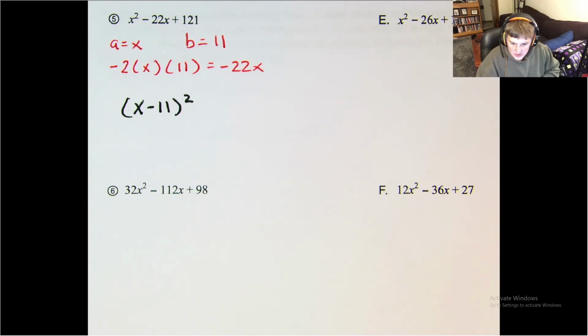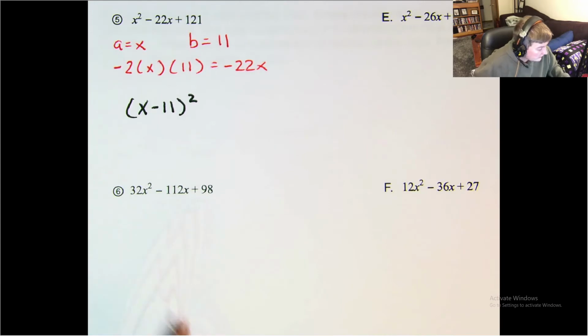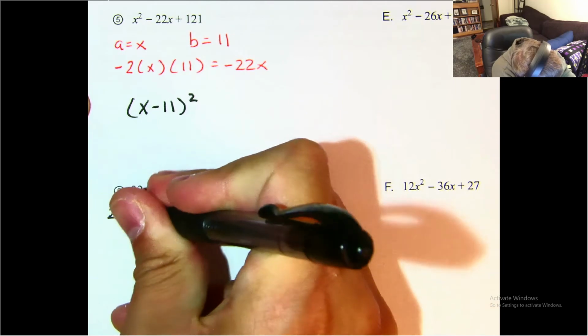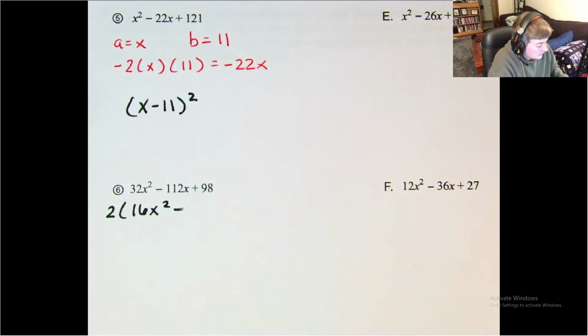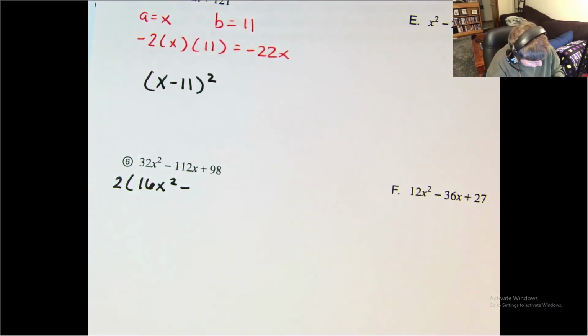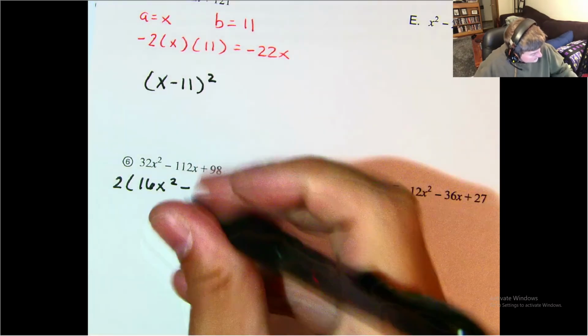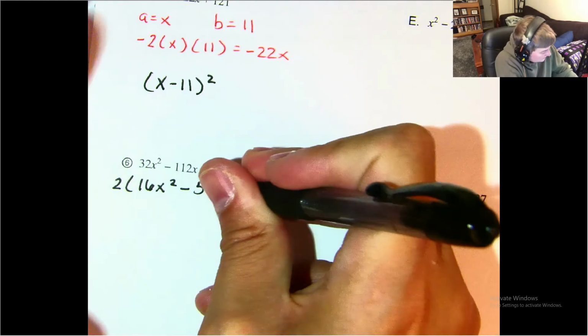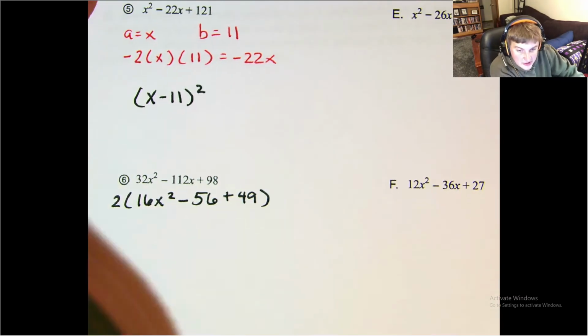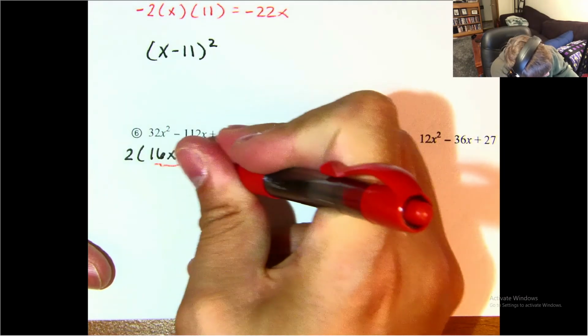So here I'm looking at this, and I identified that all three numbers have an even value, 32, 112, and 98. So I'm going to factor out a 2. So I'm going to get 16x squared minus, 112 divided by 2, and so that'd be 56, and then this would be plus 49.